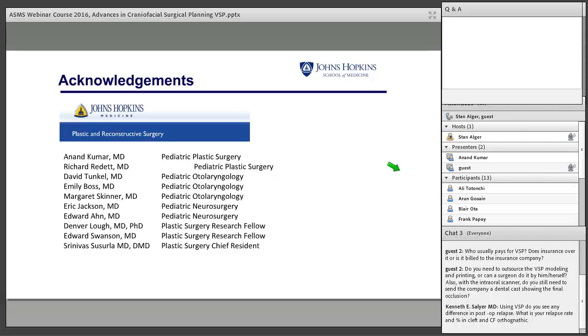We had an additional question with complex cystotomy. Oh, we had entered that, excuse me. Who usually pays, VSP? Does insurance cover it, or is it billed to the insurance company?